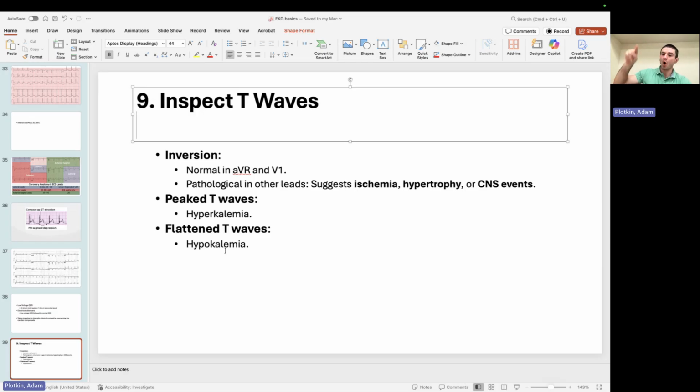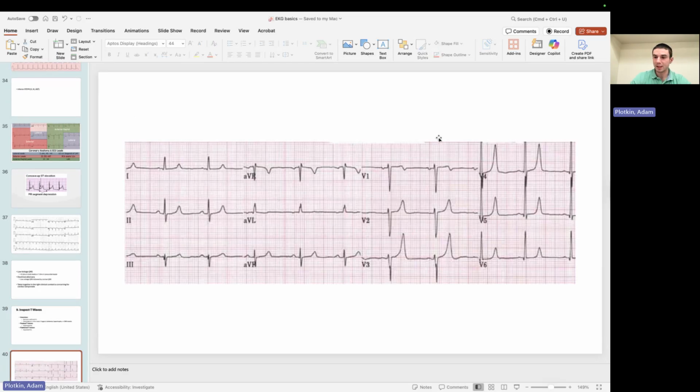And then when you get the nice tall peaked T waves, that look like if you were to stick your finger on it, it would hurt like it's a needle, we think about hyperkalemia as usually the most common cause there. So take a look at this EKG, pause your screen and tell me what you see.